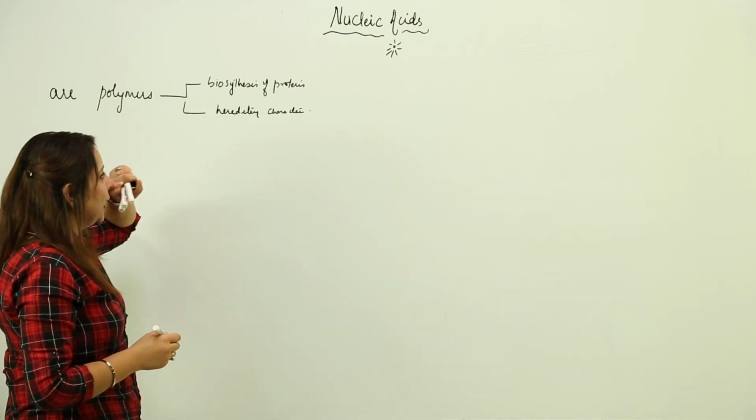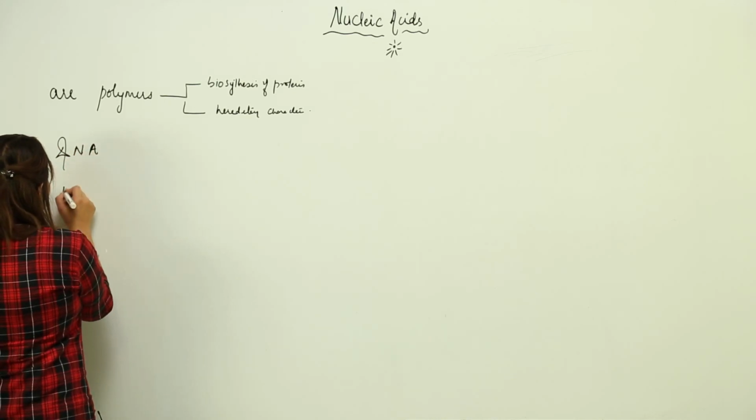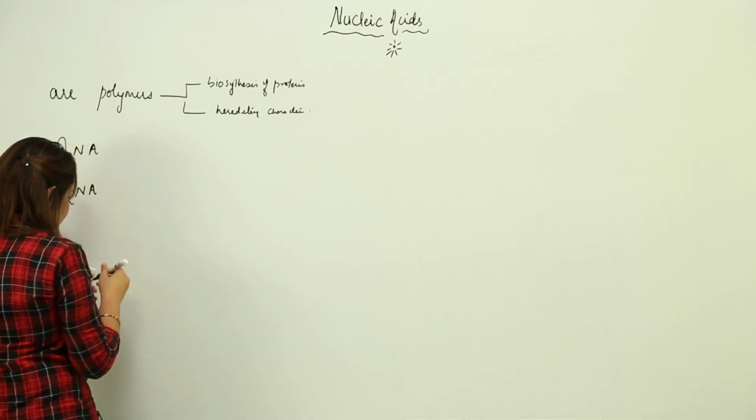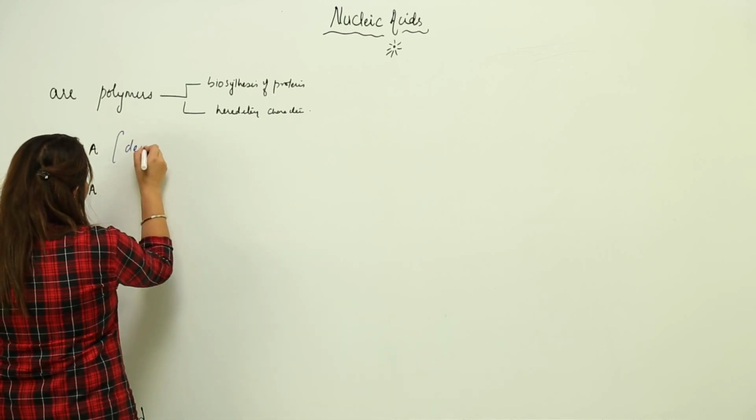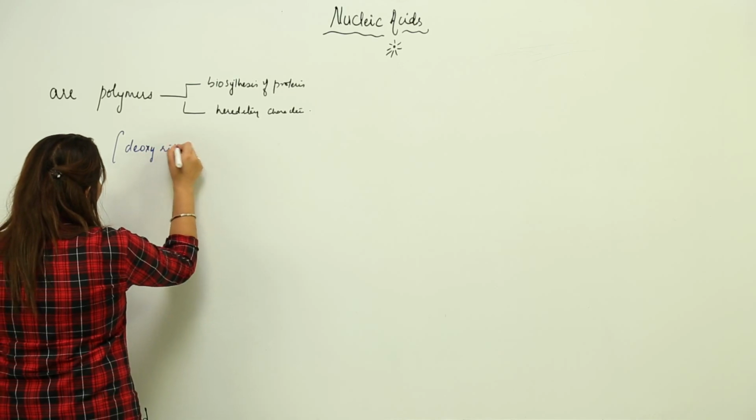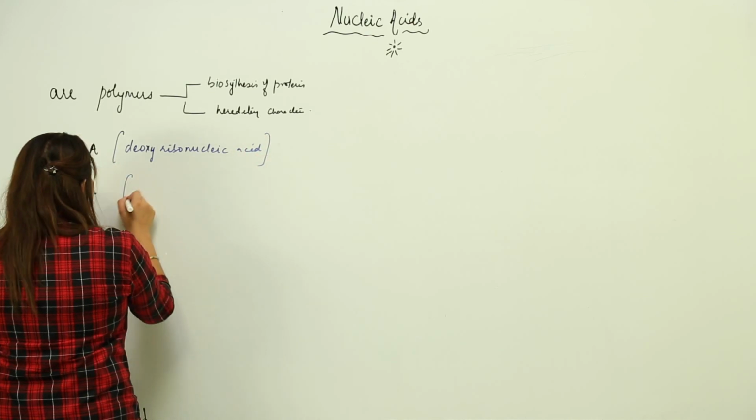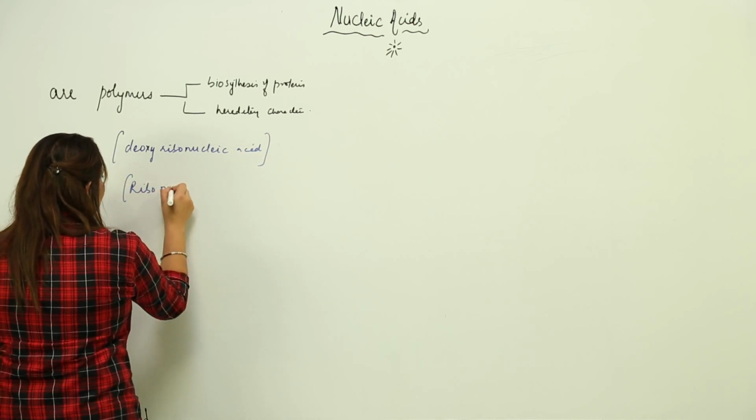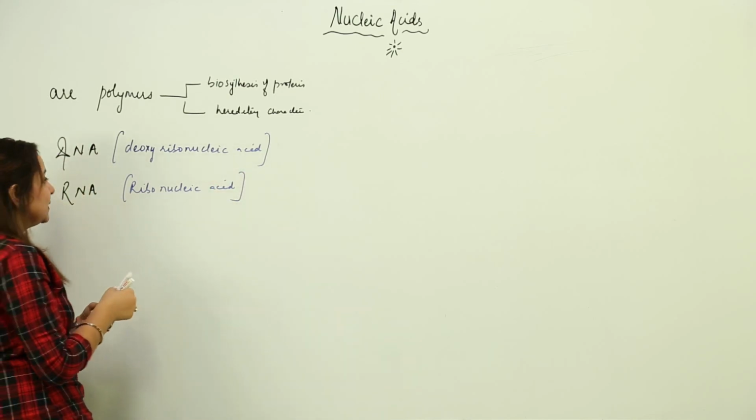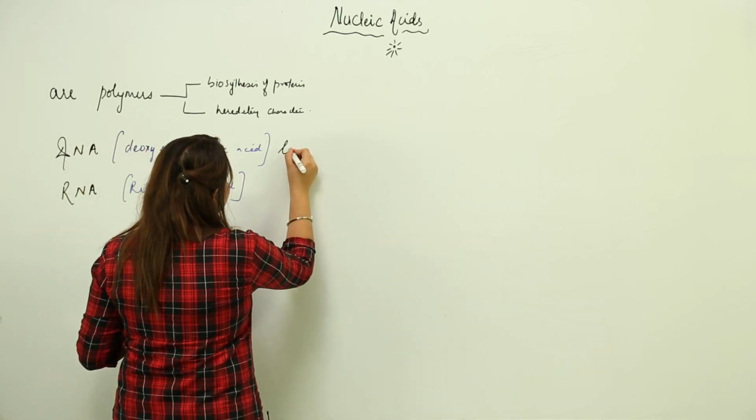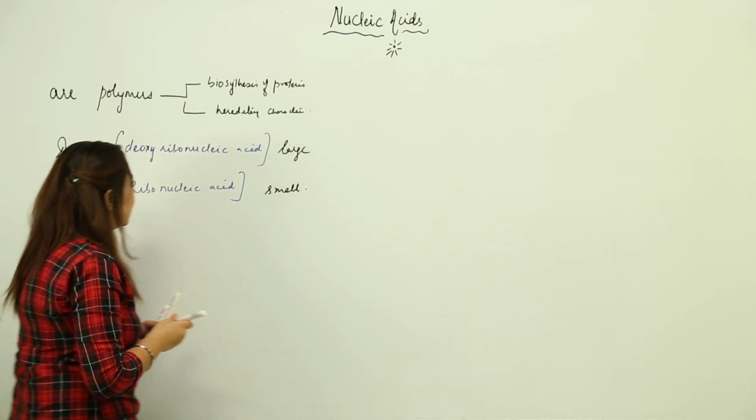As far as nucleic acids are concerned, we have basically two nucleic acids. One is DNA, the other is RNA. Their complete names are deoxyribonucleic acid and ribonucleic acid. If we talk about the size, DNA is comparatively large and RNA is comparatively small in size.